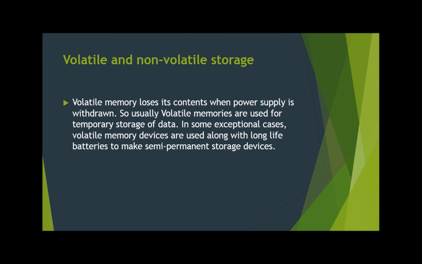As the name implies, volatile memory loses its contents when power supply is withdrawn. So usually volatile memories are used for temporary storage of data. In some exceptional cases, volatile memory devices are used along with long-life batteries to make semi-permanent storage devices. Compared with non-volatile storage, volatile storage devices are faster while both reading and writing data. This makes these kinds of memories very suitable to be used as main memories of computers. In fact, the memories we use in computers, RAM, are volatile devices.